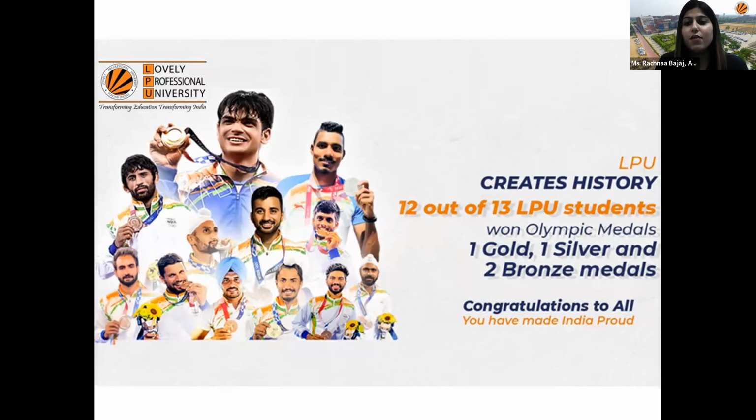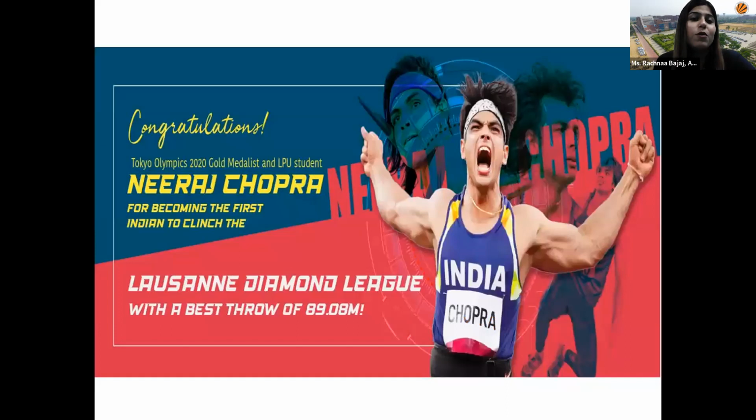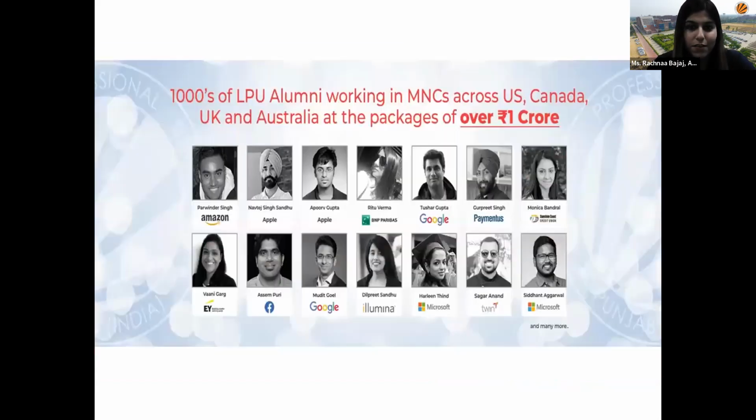So first up in the list to begin, we have LPU creating history when 12 out of 13 LPU students participated in Olympics and brought laurels to the country. Moving ahead, we would like to congratulate Neeraj Chopra, our LPU student, who participated in Tokyo Olympics 2020 and became the first Indian to clinch the Lausanne Diamond League with a best throw of 89.08 meters.